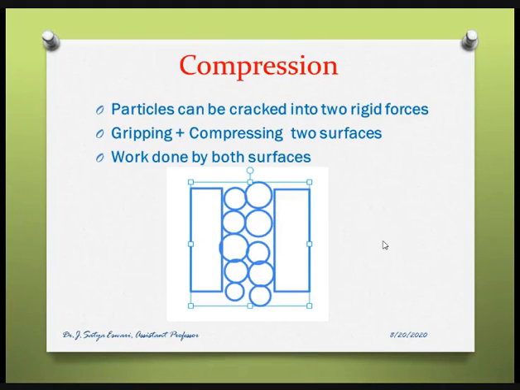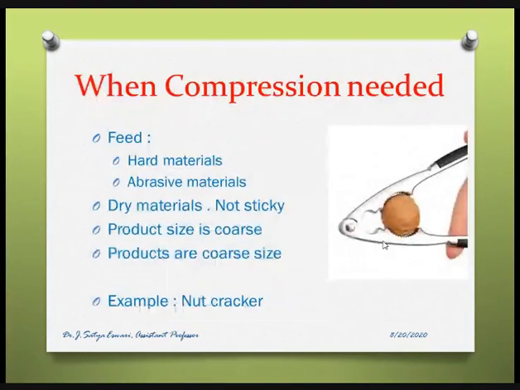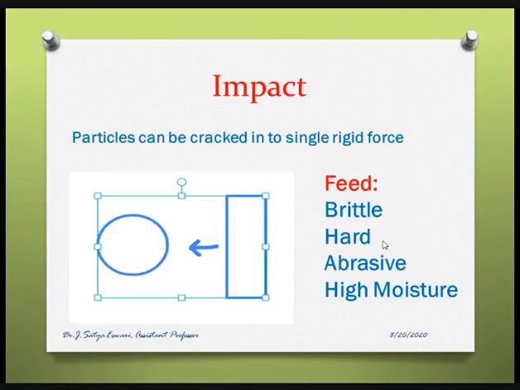And when do we need compression? If hard materials, abrasive materials, dry materials, not sticky materials are there, and product size is coarse. Products are of coarse size. An example you can see here is the nut cracker. Nut cracker is the example of compression: coarse reduction of hard solids to coarse sizes. Coarse, medium, fine, I think you remember coarse, medium, fine size particles.